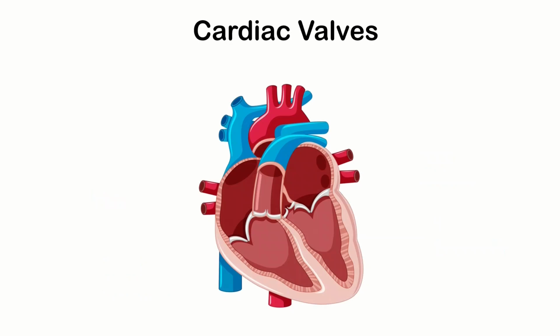And there are four valves placed between the cardiac chambers, and from the cardiac chambers to the opening of great vessels. These cardiac valves prevent the backflowing of the blood, and act as one-way inlets and outlets of ventricles.